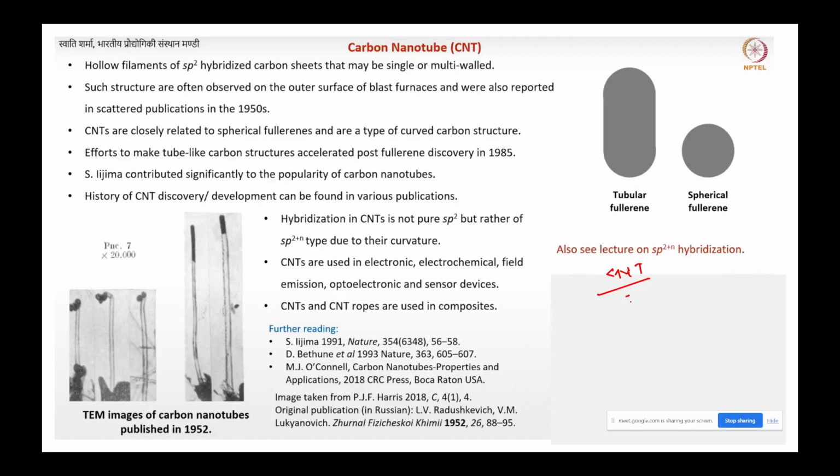CNTs are hollow filaments of sp2 hybridized carbon sheets that may be single wall or double wall. So CNT is also single-walled CNT and multi-walled CNT. These are the two types of CNT present.